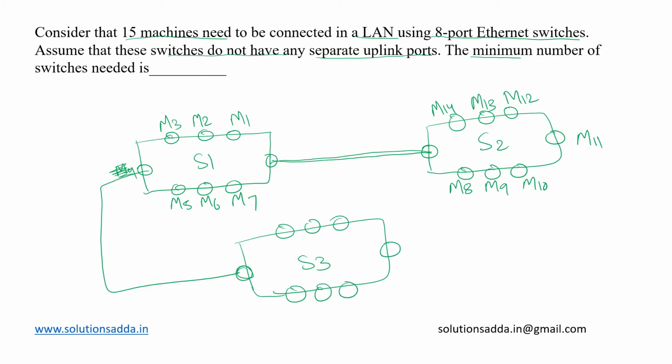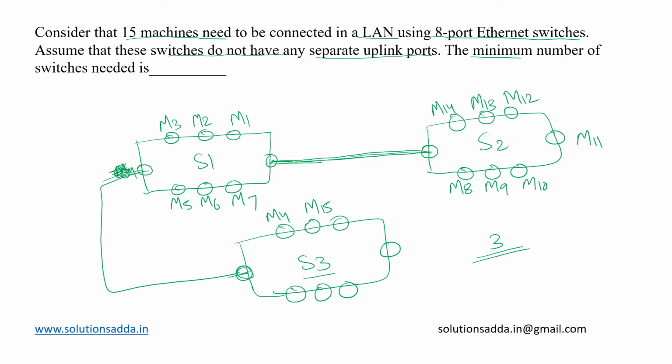Now we have only one device left, because this M4 which we brought down from here, that would be put, let's say, over here, and M14 is done, M15 was left, so that we can connect over here. So only 2 ports out of these 8 ports of this S3 will be used for the devices, and 1 port for the connection. So in total we required 3 switches, because for 15 devices we cannot directly put them upon all the ports. We also need to use one particular port for connection of the switches.